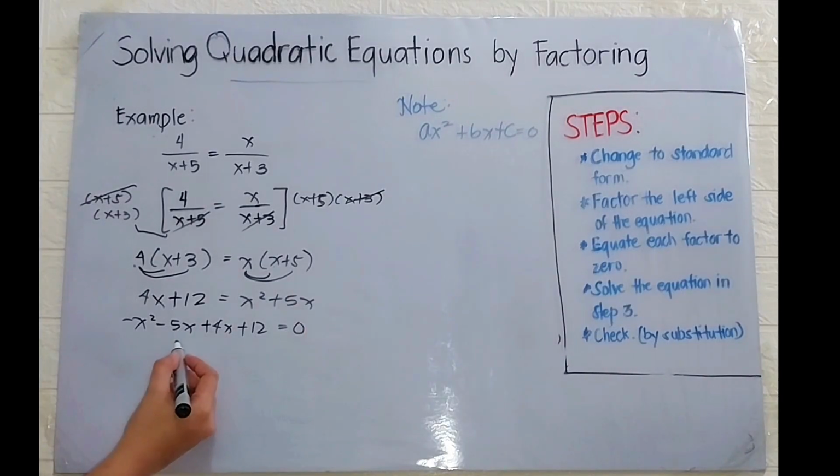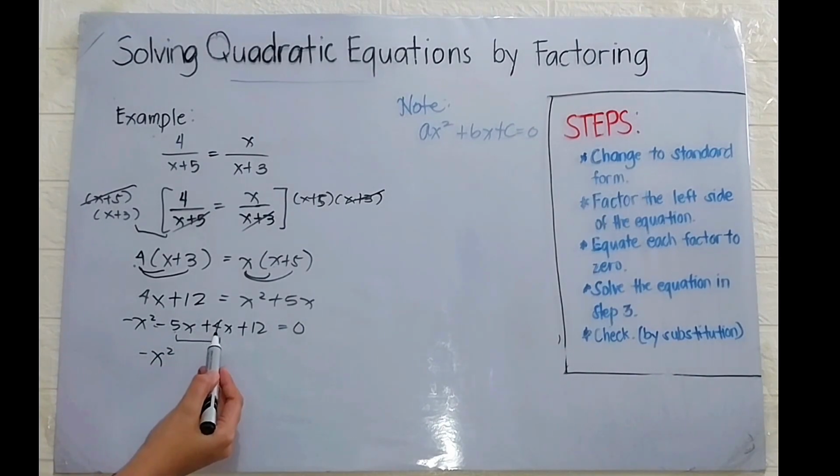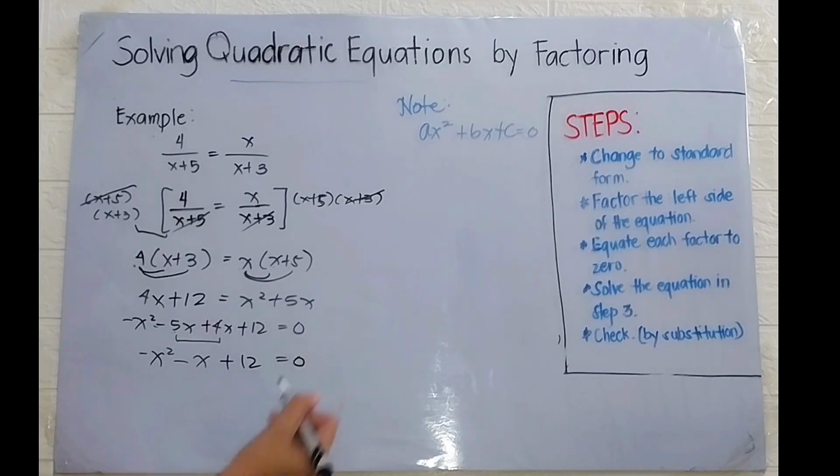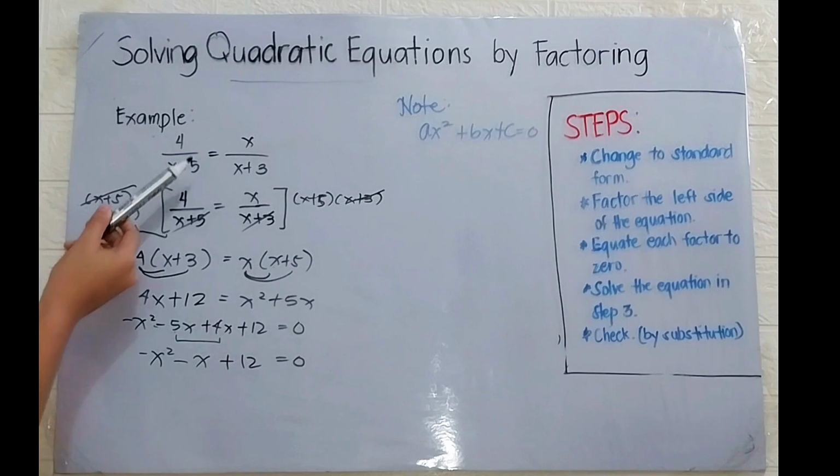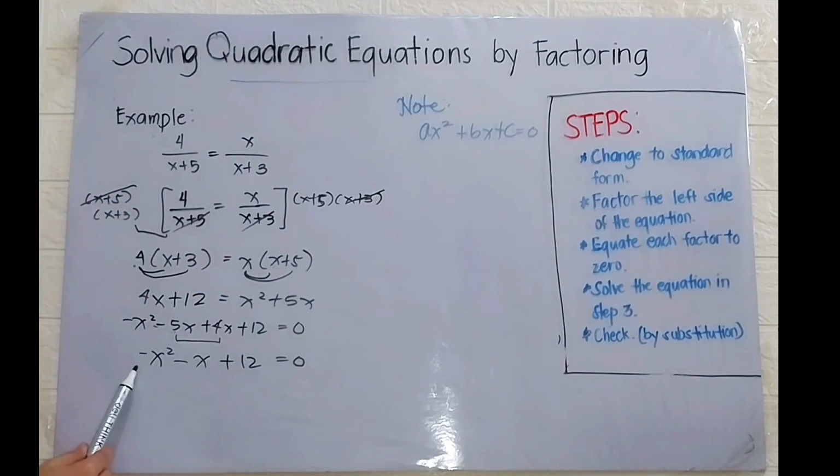Okay? And then, combine like terms. Ano yung pwede combine? The negative 5x and then the 4x. So, negative x squared. Negative 5 plus 4. Get the sign of the bigger number, which is negative. And then, subtract. 5 minus 4, 1. So, you do not need to copy the 1, just write x. Ano pong rules yun? Addition of integers, unlike signs. Okay? Then, copy positive 12 is equals to 0. So, therefore, the new equation of 4 over x plus 5 equals x over x plus 3 is simply negative x squared minus x plus 12 is equals to 0.